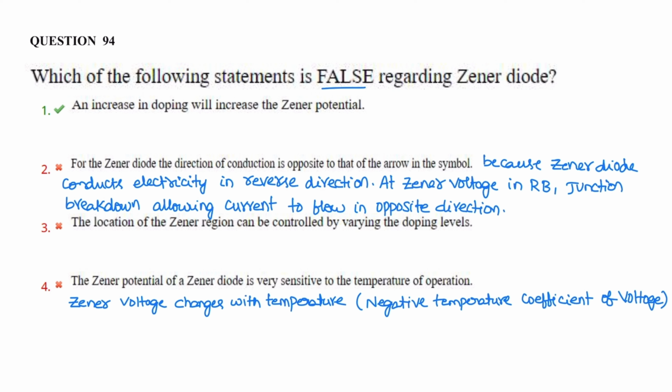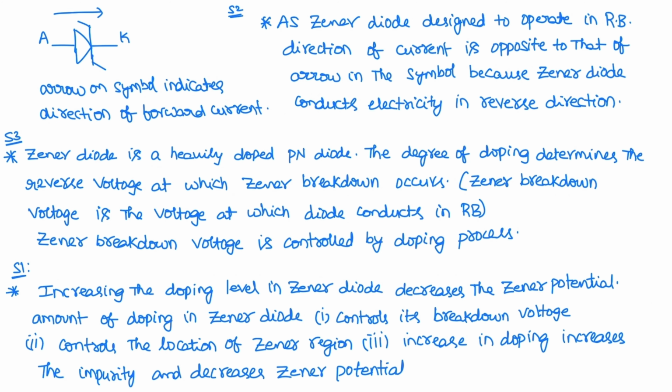The location of Zener region can be controlled by varying the doping levels. This statement is correct. Zener potential of a Zener diode is very sensitive to temperature of operation. Correct. Zener diode voltage changes with temperature, so that is negative. Zener breakdown has negative temperature coefficient of voltage. So this is the symbol for Zener diode, and the arrow indicates the direction of forward current.